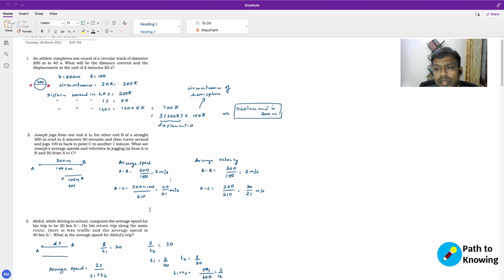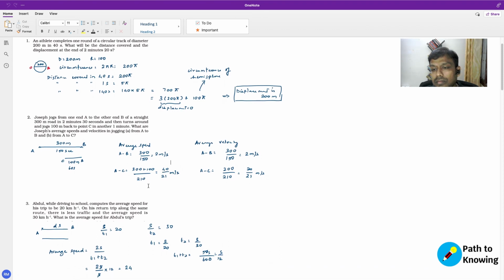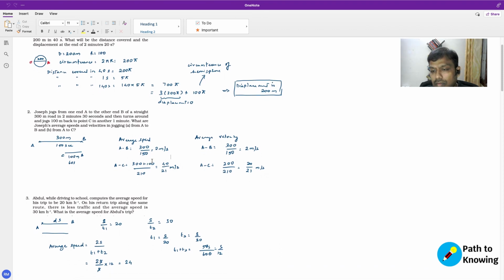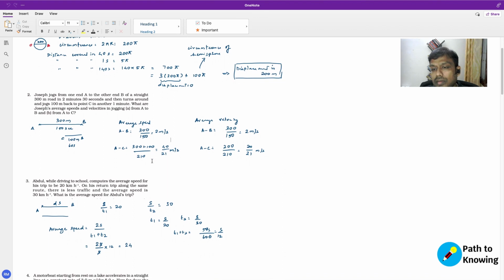So let's go to the third one. Abdul, while traveling to school, computes the average speed for his trip to be 20 kilometers per hour. On his return trip along the same road, there is less traffic and the average speed is 30 kilometers per hour. What is the average speed for Abdul's trip?